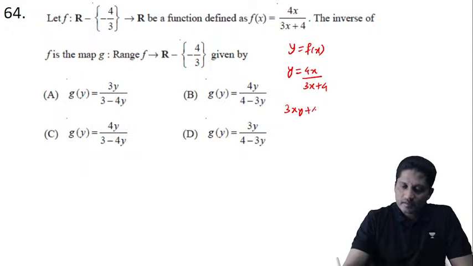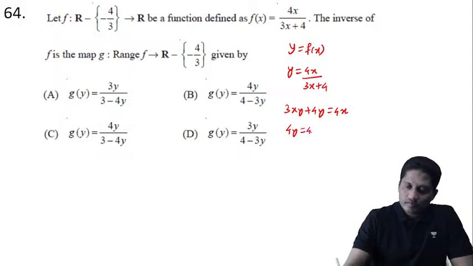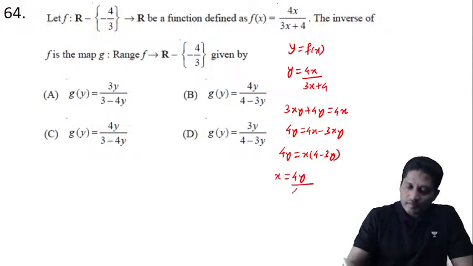3xy plus 4y is equal to 4x. Now 4y is equal to 4x minus 3xy. 4y is equal to, if you take x common, x times (4 minus 3y). And from this, x is equal to 4y divided by 4 minus 3y. f inverse of y is equal to 4y divided by 4 minus 3y. This is f inverse of y.